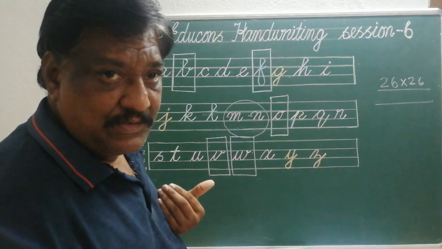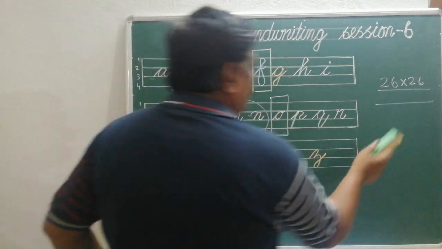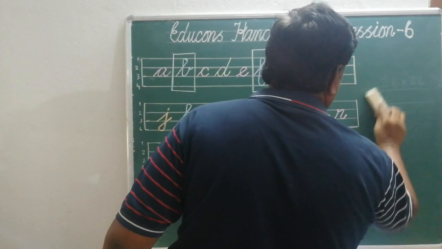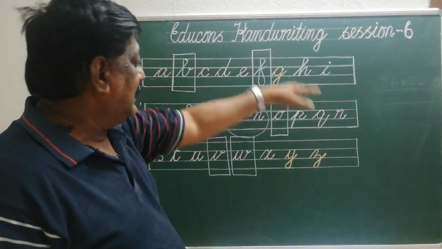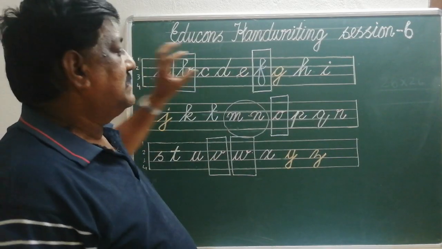Now what I am going to tell you is, we are going to take these 26 letters and you select any, suppose I select A, I select any other two letters from here, I will start the practice.